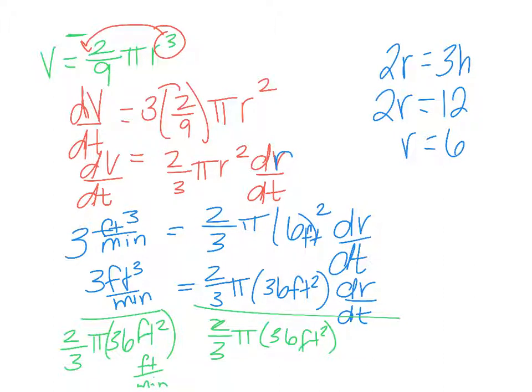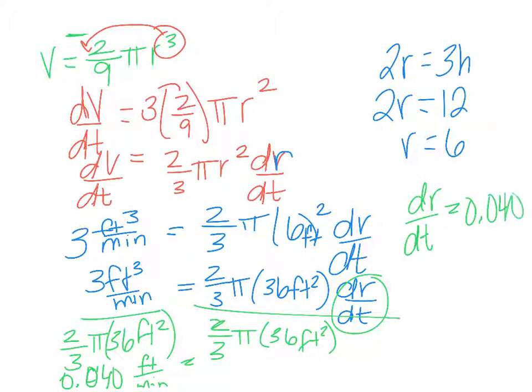And when I put this in my calculator, I'm going to get 0.040, which is equal to that dr/dt on the other side. So I'll write it over nicely here. dr/dt is equal to 0.040 feet per minute. Okay, so that one I believe is choice A on your worksheet.